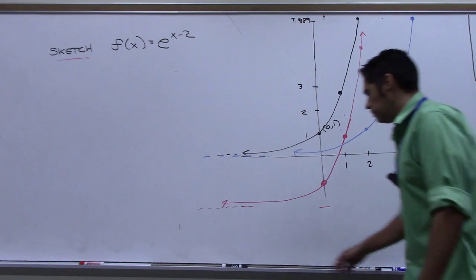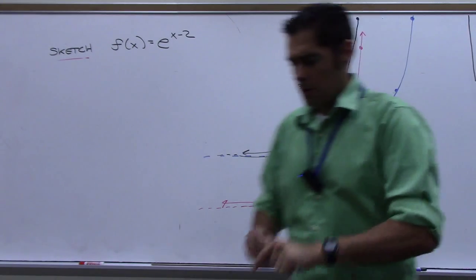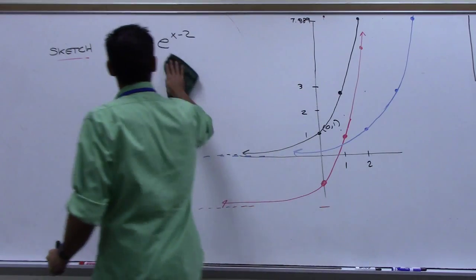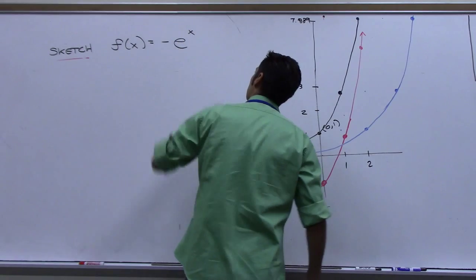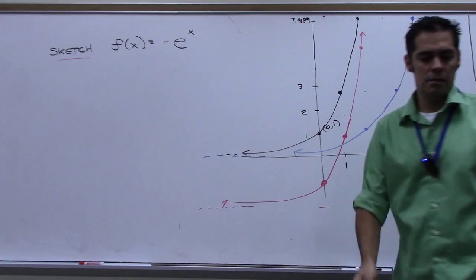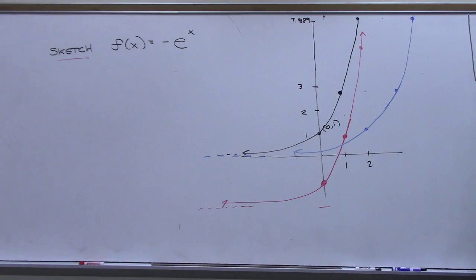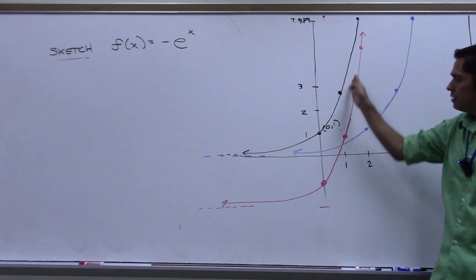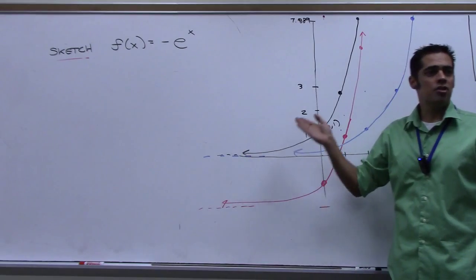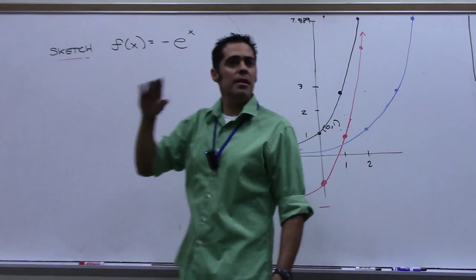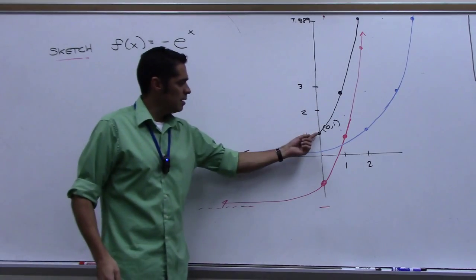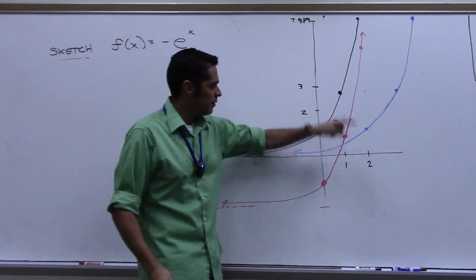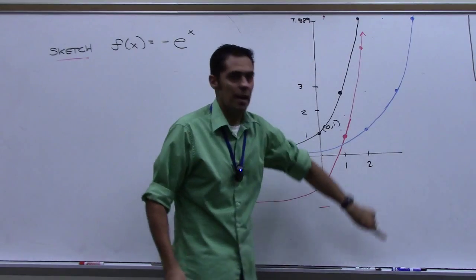All right, let's do another one. What if we do negative e to the x? That flips across the x-axis. So you're going to take this black function and change the sign of it, right? Everything that used to be positive becomes negative. That means every point here gets flipped down. This point gets flipped down. This point gets flipped down.